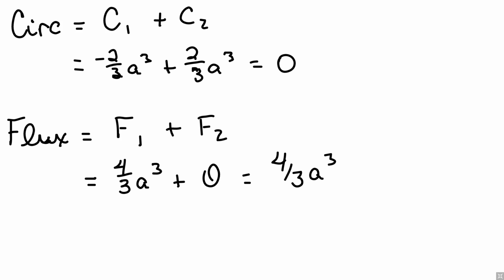Okay, so the circulation is basically telling us how the flow is moving, and since the circulations of the two paths cancel, that means we have no circulation for this field over these two paths. But we do have a flux over this field over the two paths.